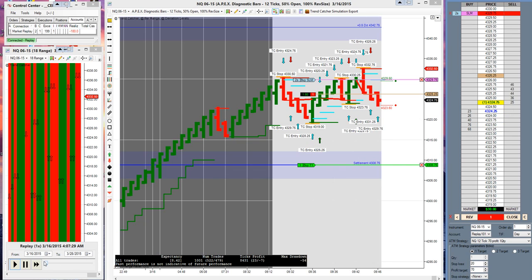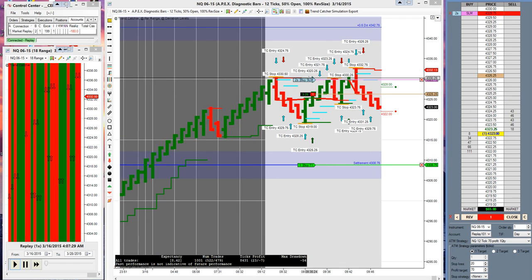And you can see we're doing 1x, so you have time. NQ does move faster than some other instruments, but you have time to move your chart trader and do some things.